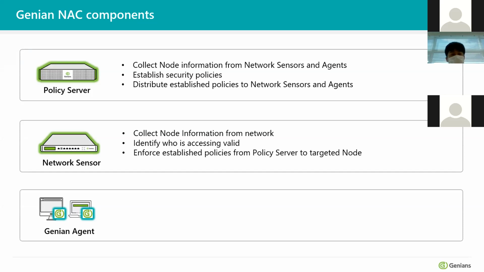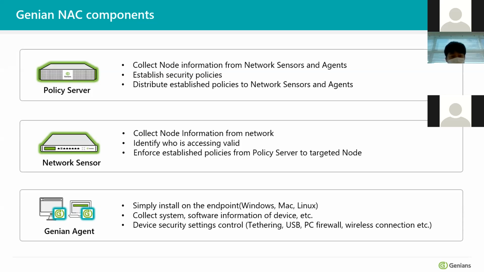Network sensor works as the handyman. It collects the node information from the network. It identifies who and what kind of devices actually access your network and whether it is valid or not. It also enforces the established policies from the policy server to the targeted node.